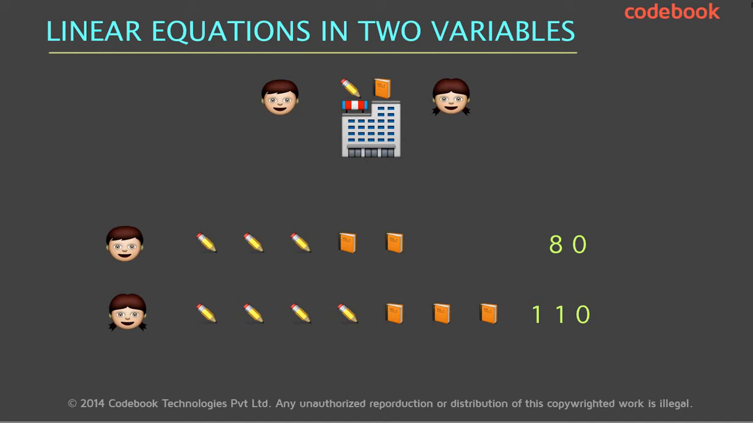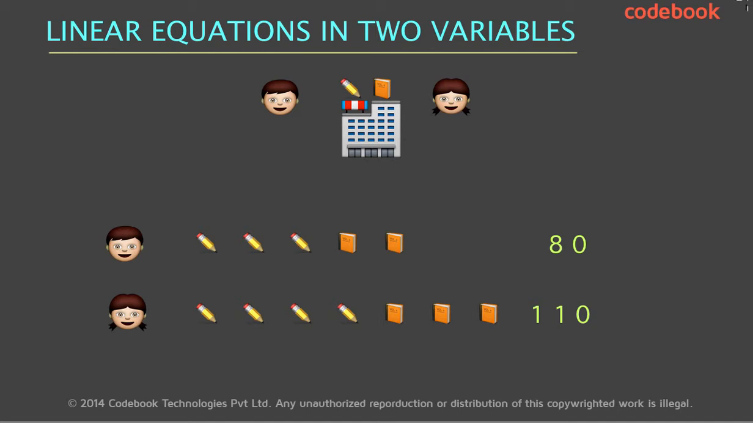Raju gets up and says that he bought 3 pencils and 2 books for 80 rupees. Then Sita gets up and says she bought the exact type of pencils and notebooks, but just that she bought 4 pencils and 3 books for 110 rupees. So no one really has answered the teacher's question, where the teacher was asking what was the cost of individual pencil and the individual book.